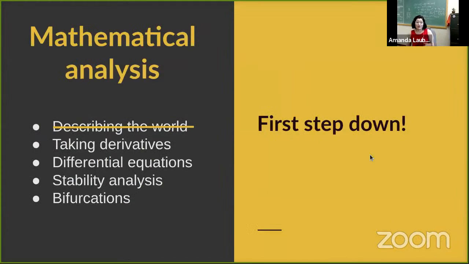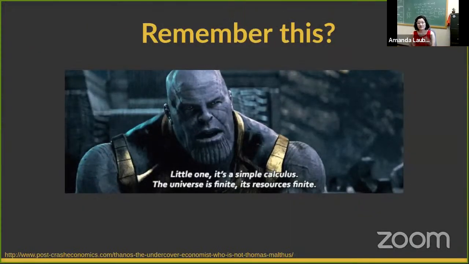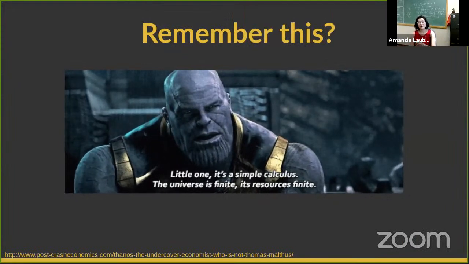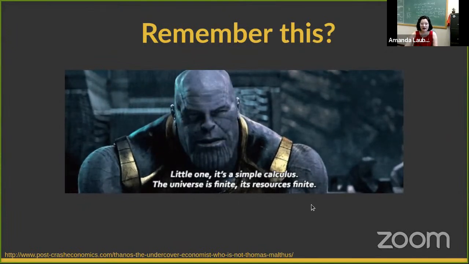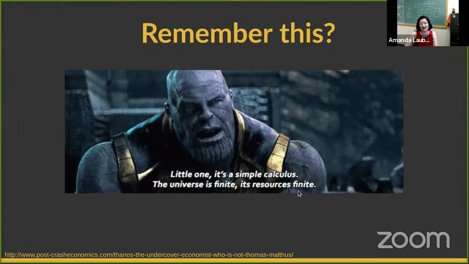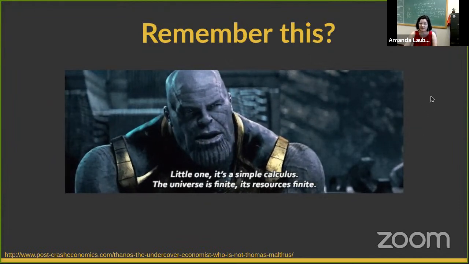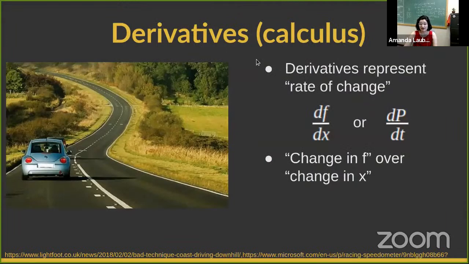So first step down, we described the world. The next thing we're going to do is talk about taking derivatives. So I want you to think back to the first time I talked about Thanos's motivation. And I showed you this GIF of him saying, it's a simple calculus, the universe is finite, its resources are finite. And I was going to show you that his simple calculus is wrong. So the specific calculus we're going to use is derivatives. Derivatives are something that people would learn how to take in their first calculus class. And if you haven't thought about derivatives recently, or you never took a calculus class, I'm just going to talk through what a derivative is real quick.